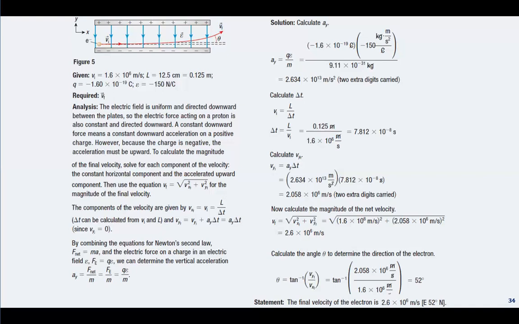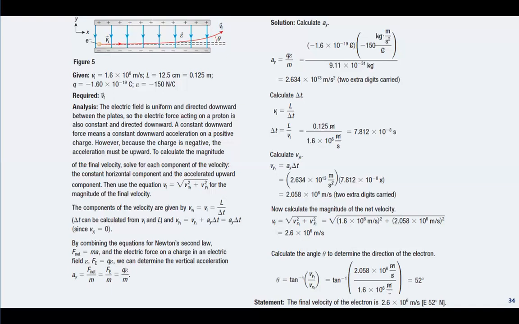Then we can calculate delta t. We know the initial velocity vi equals L over delta t, right? Therefore, delta t should equal L over the initial speed, which is actually the speed along the x-axis. So this gives us 7.812 times 10 to the negative 8 seconds. Then we can calculate the final velocity along the y-axis, which is vyf equals ay times delta t. And this gives us 2.058 times 10 to the power of 6 meters per second.